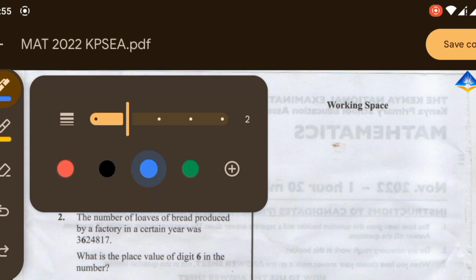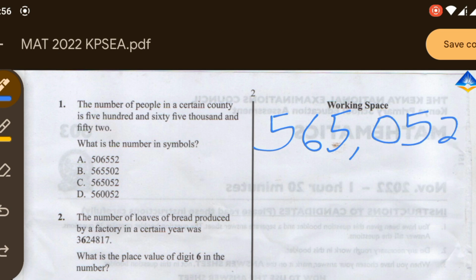So we have 565,000. I'm going to use color blue. All right, 565,052. So it's going to be 0, 5, 2. And the answer will be C.